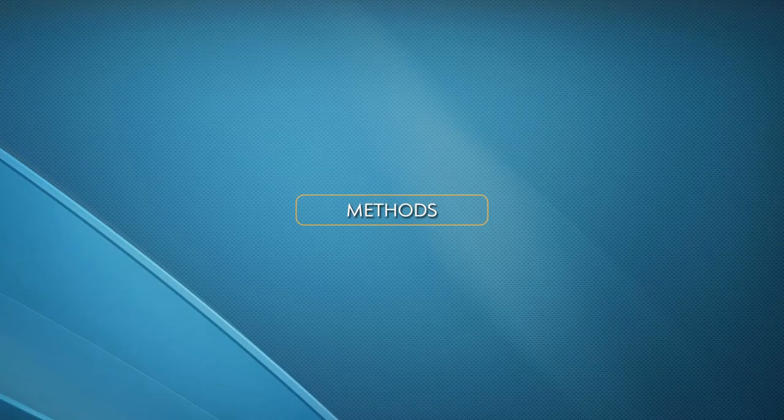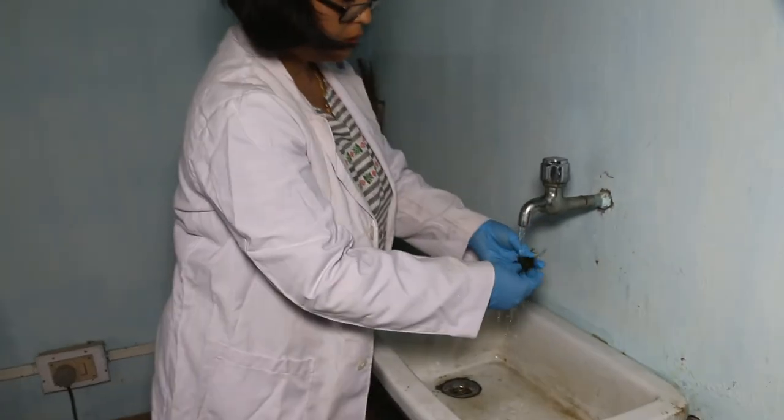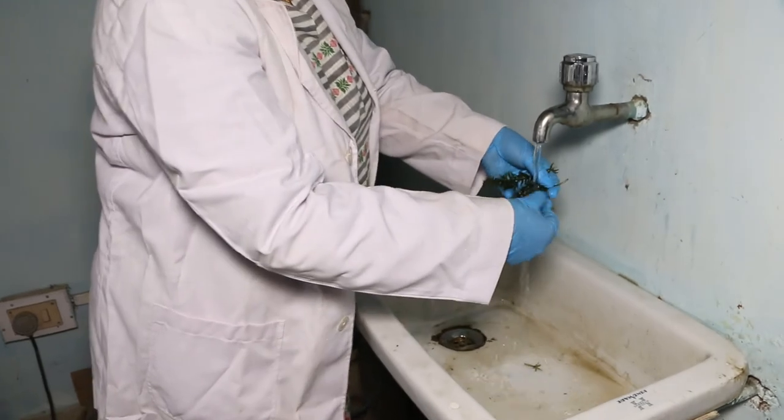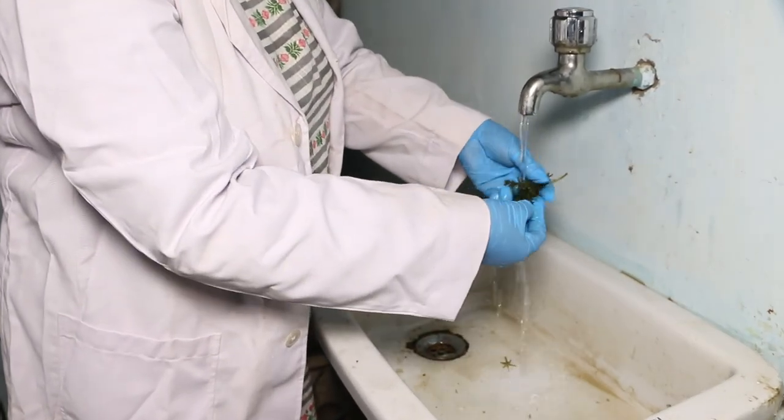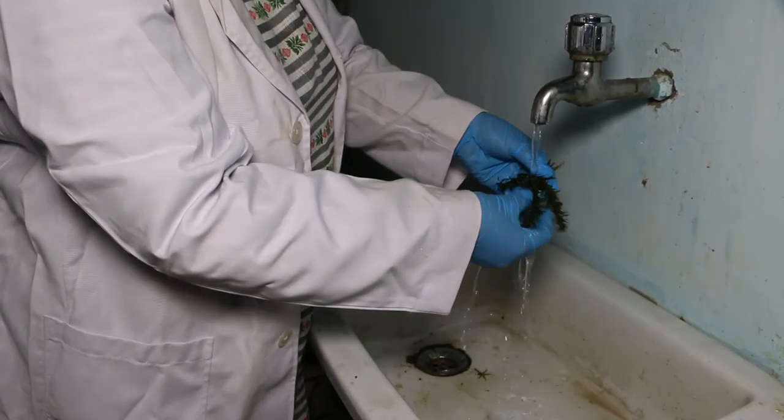Methods. We will divide this experiment into two parts. In the first part, we will demonstrate the evolution of molecular oxygen during photosynthesis by hydrilla plants. For the experiment, hydrilla plant material was collected from a local water body. The plants were washed thoroughly with tap water and then with distilled water. We will employ the bubble counting method using a simple glass apparatus setup. In the second part of the experiment, we will study the effect of light intensity using the same bubble counting method.